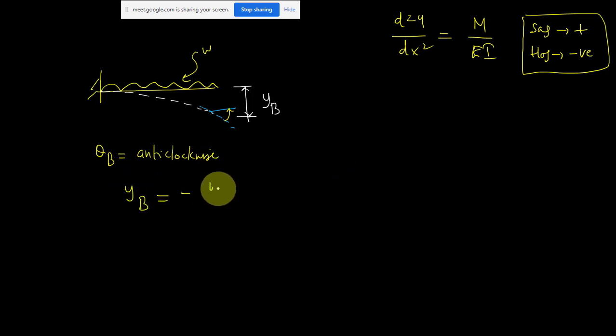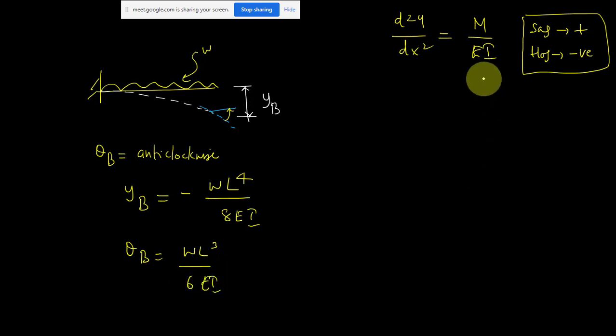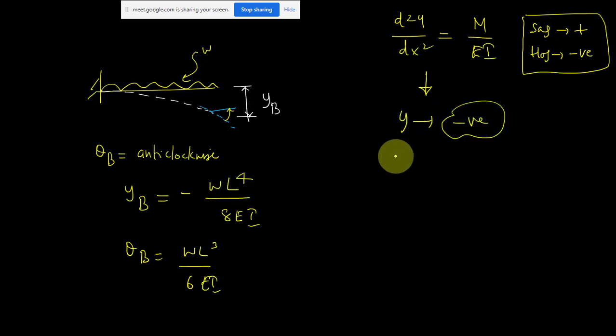negative wL raised to 4 by 8EI. And slope at B is equal to wL cubed by 6EI. So mainly for your deflection, if you are using this sign convention, sagging moment as positive and hogging moment as negative, then if you solve this equation and you get y as a negative value, that means your deflection is in the downward direction.